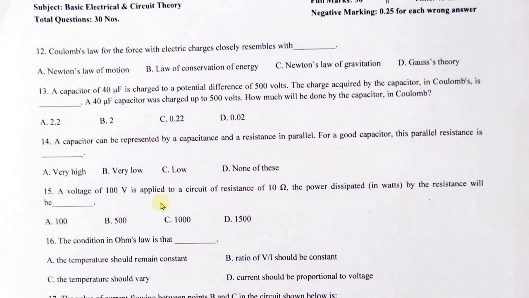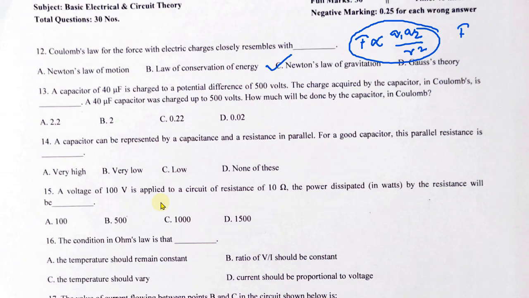Next, Coulomb's law of force electric charges closely resembles with, what is the Coulomb's law of force? Mathematically it is the force between two charges is proportional to Q1 Q2 by R square, where Q1 Q2 are the magnitudes of the charges and R is the distance between them. So it is basically resembling Newton's law of gravitation, where the force is proportional to M1 M2 by R square, where M1 M2 are two different masses and R is the distance between them. Okay, so here option C is the correct answer.